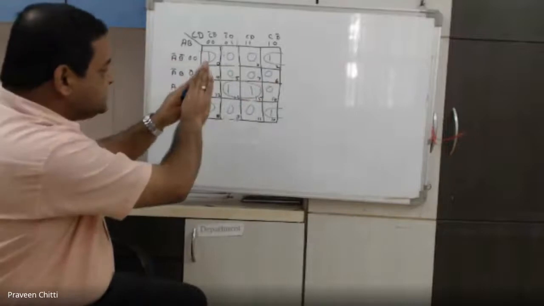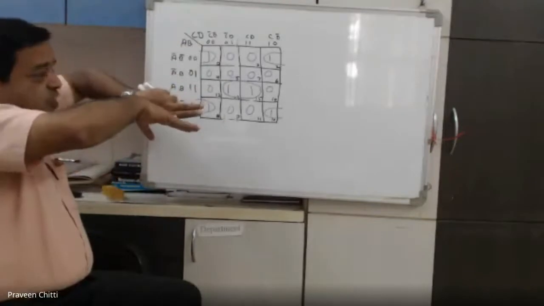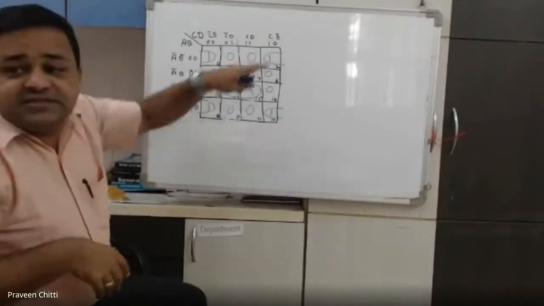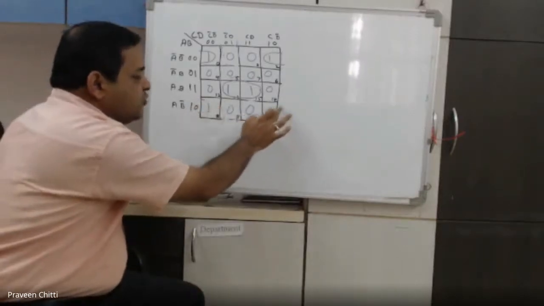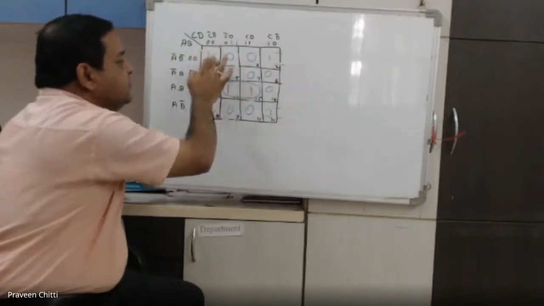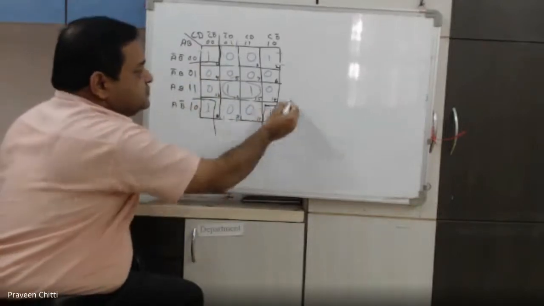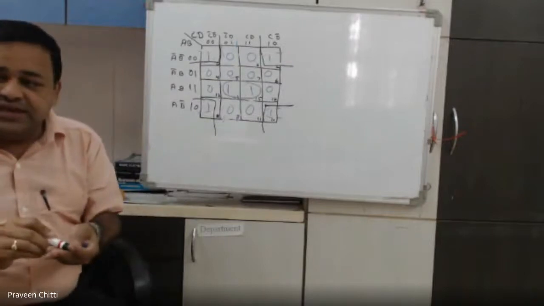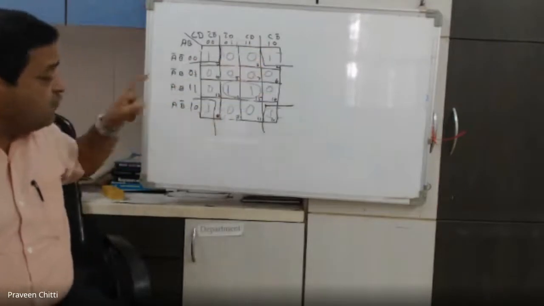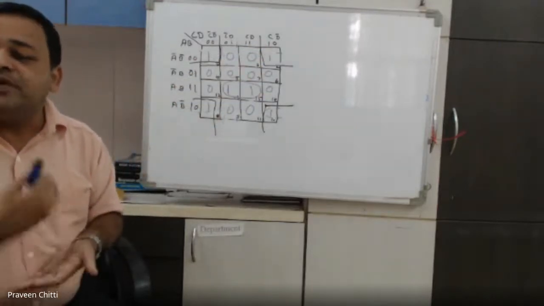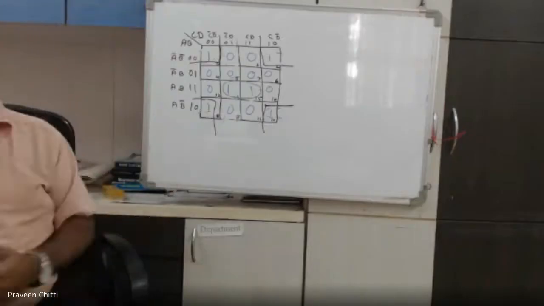Because when you fold this, what happens? This and this will be adjacent, this and this will be adjacent. And at the same time, if you do a horizontal fold, this and this will be adjacent, this and this will be adjacent. So instead of forming individual pairs, what I can do is form a quad. All four which are there at the corners of this K-map can be combined, and four ones can be put together to form what is called a quad.